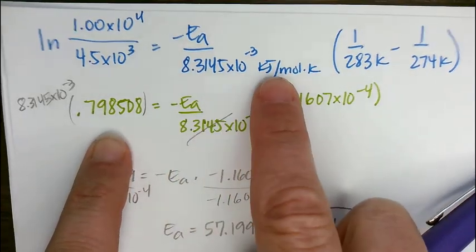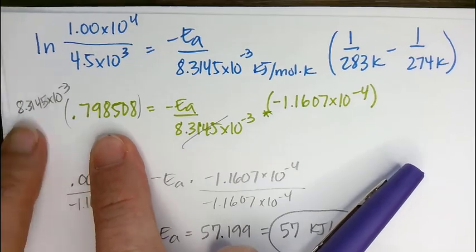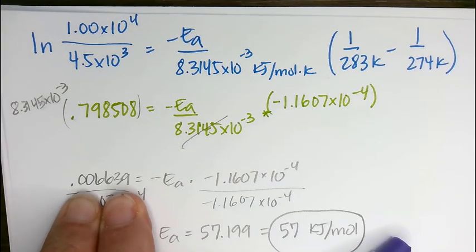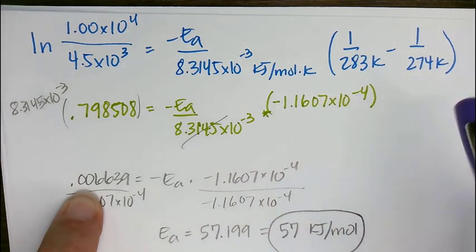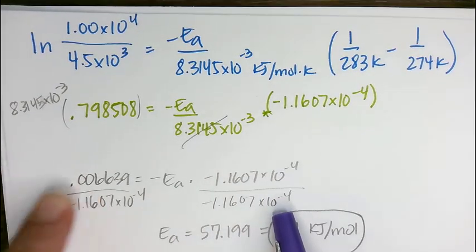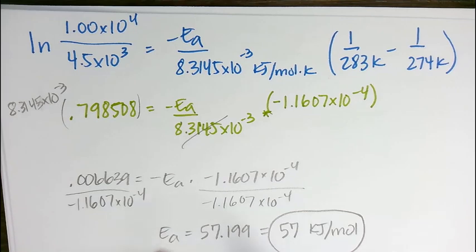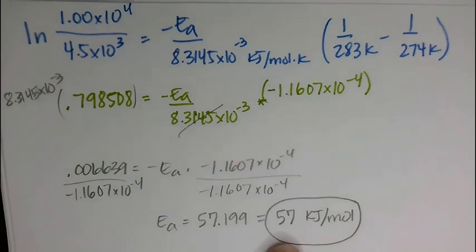I got rid of my denominator by multiplying it by both sides. That gave me this on the left. And then I divided both sides by what I got for my temperature answer to get my activation energy at 57 kilojoules per mole. And that wraps up this section.